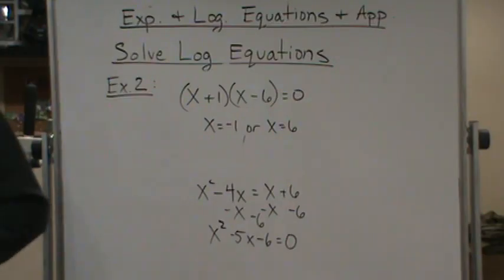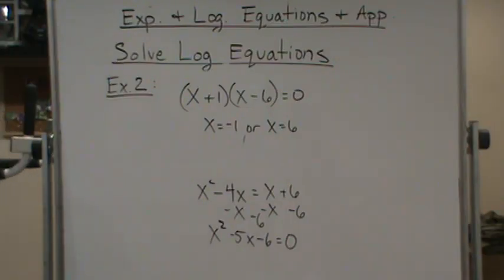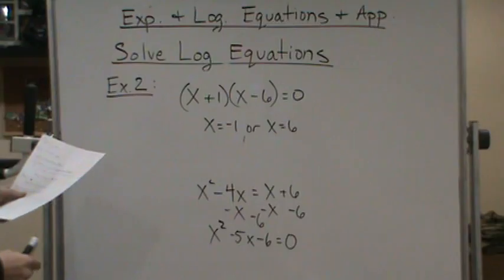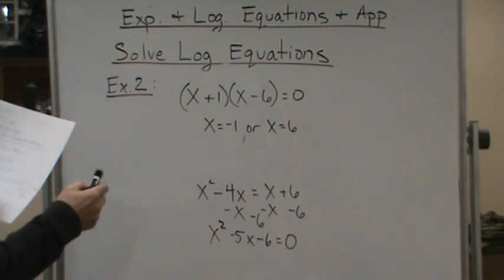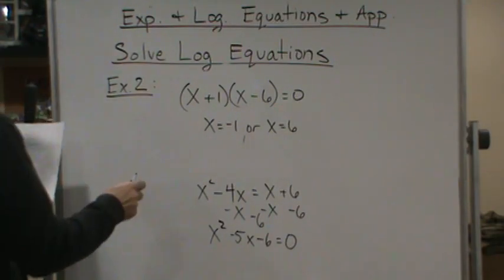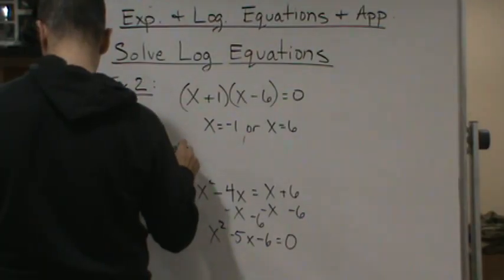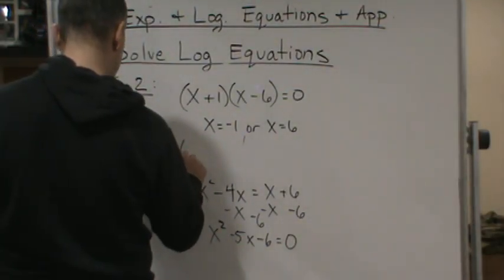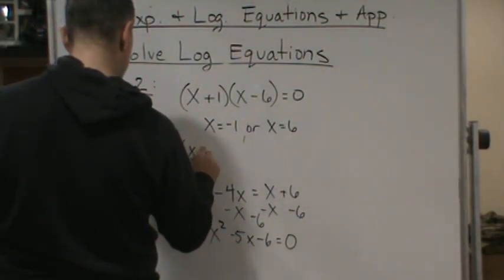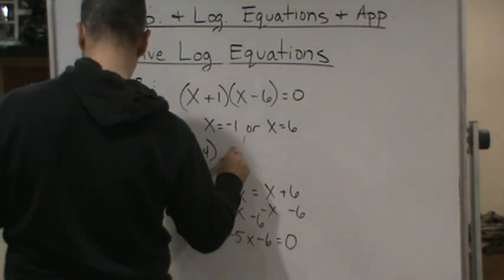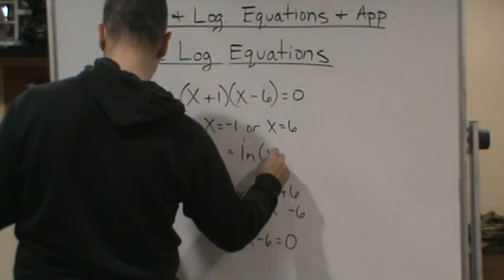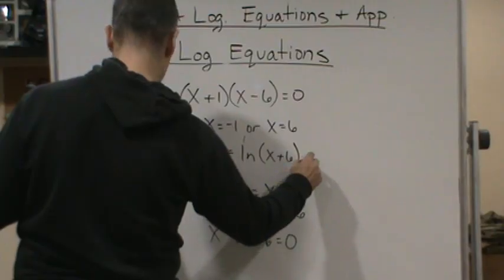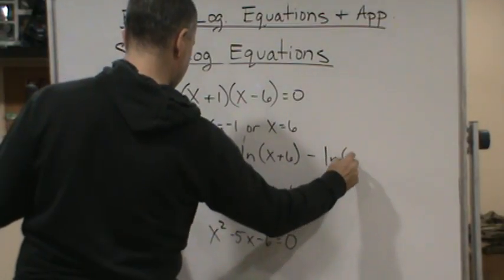And then again, we want to go and make sure that we stick it back into the equation and make sure that we have the right ones, right? So here, we got natural log of x minus 4 equals natural log of x plus 6 minus the natural log of x.